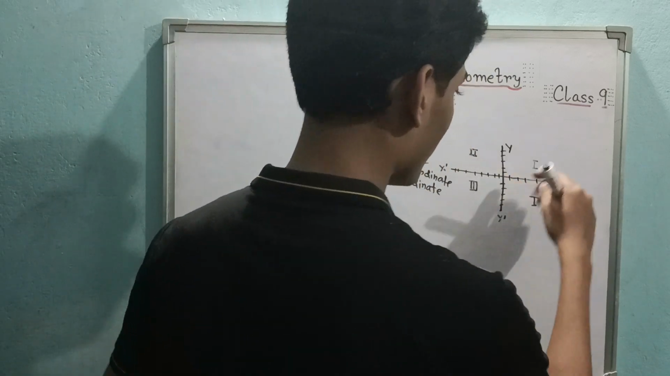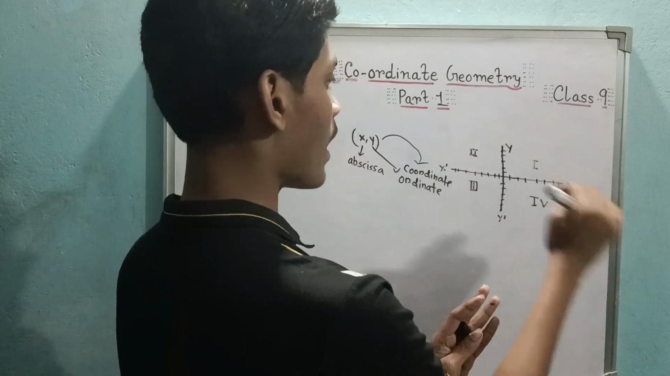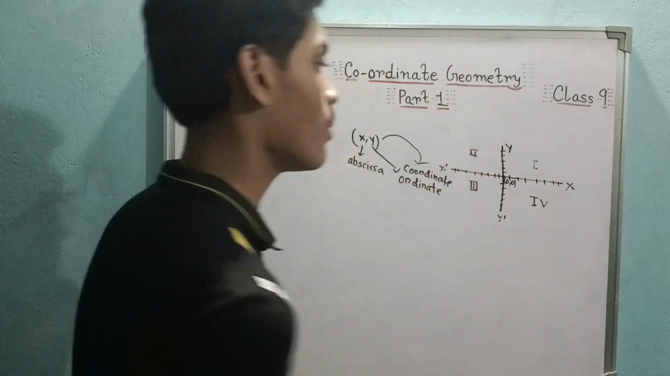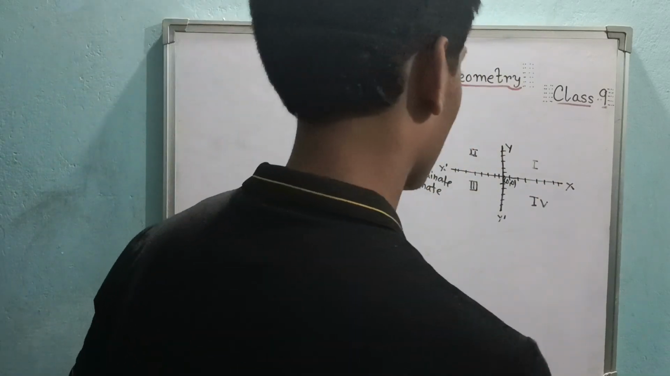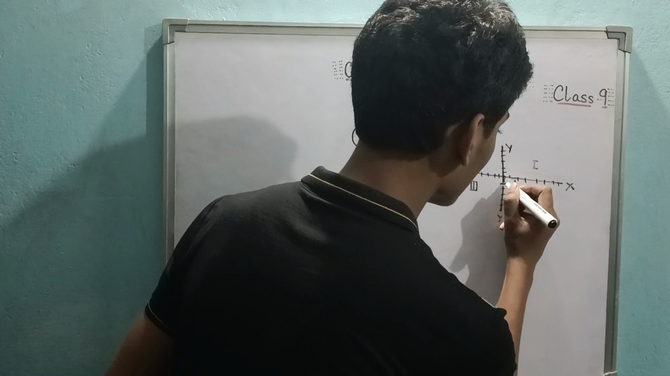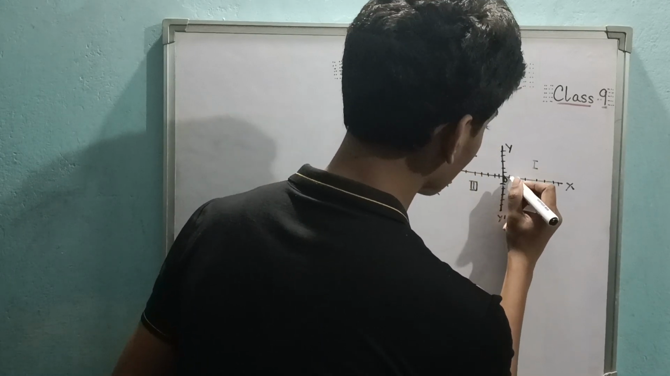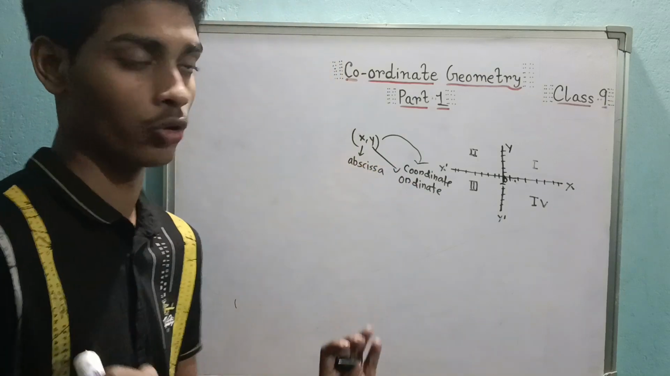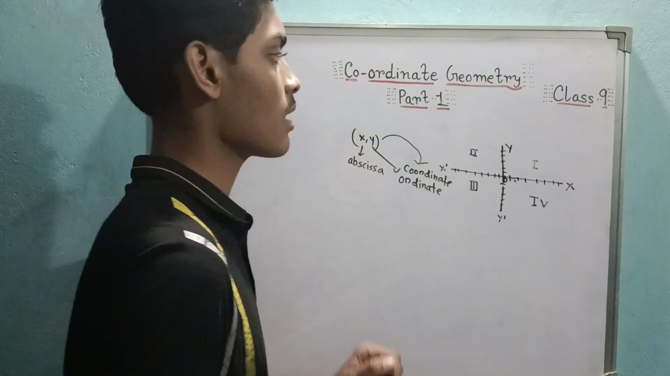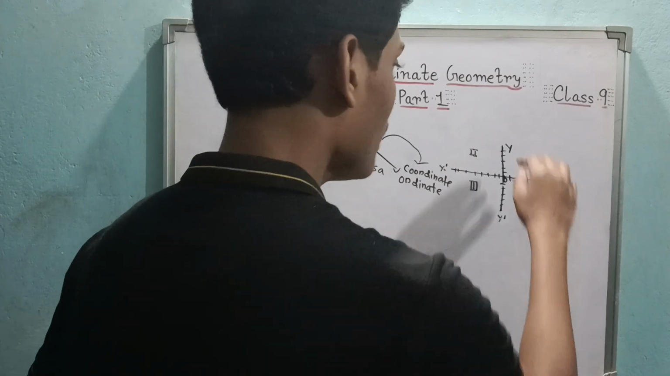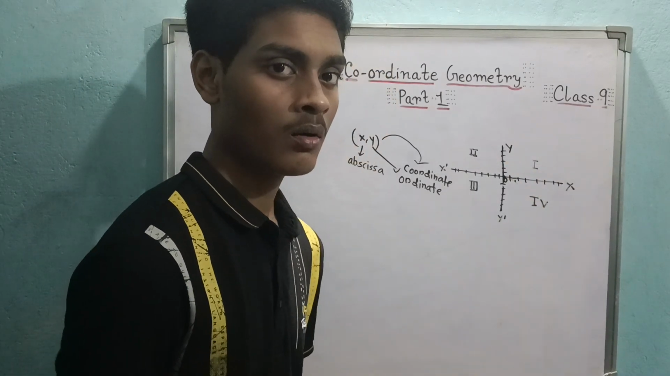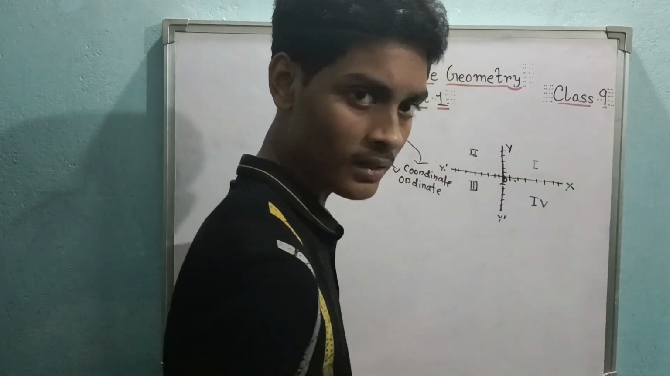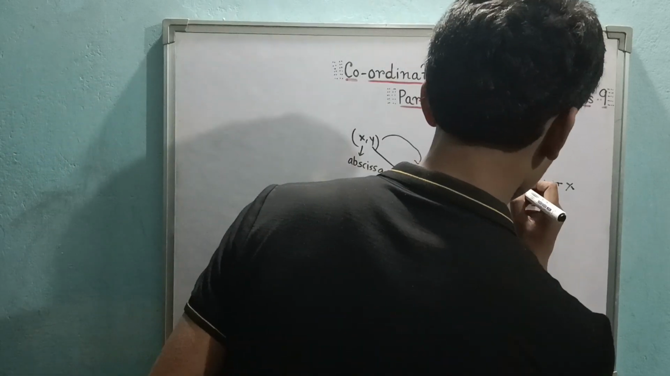The center of all these, x, y, x dash, y dash, this one, is the origin, O. Just remember, O means 0, 0. Abscissa and ordinate are both 0. Now, how can we mark the points? In this first quadrant, which two lines are forming the first quadrant? X and Y, right? So actually they are positive values.